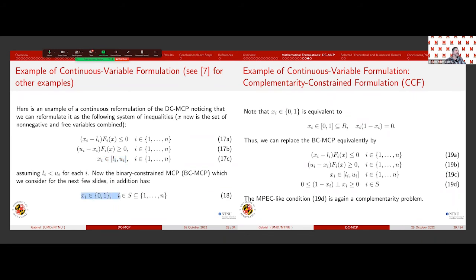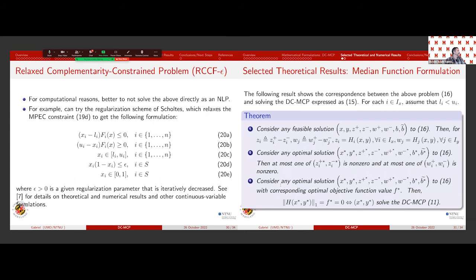If you had binary restrictions, you can add this sort of complementarity condition, which says that 1 minus Xi has to be non-negative, Xi is non-negative, and then complementarity, meaning the product of 1 minus Xi and Xi has to equal 0, which is another way of saying binary. So this is a continuous reformulation for what I'm now calling the binary constrained MCP. This condition is what people use in two-level optimization, called MPEC. They do a relaxation of that: instead of X times (1 minus X) equals 0, it's less than or equal to epsilon, and then they let epsilon drop down to 0. That seems to work. This is the so-called regularization scheme of Scholtes. And there are many other versions of this continuous one.